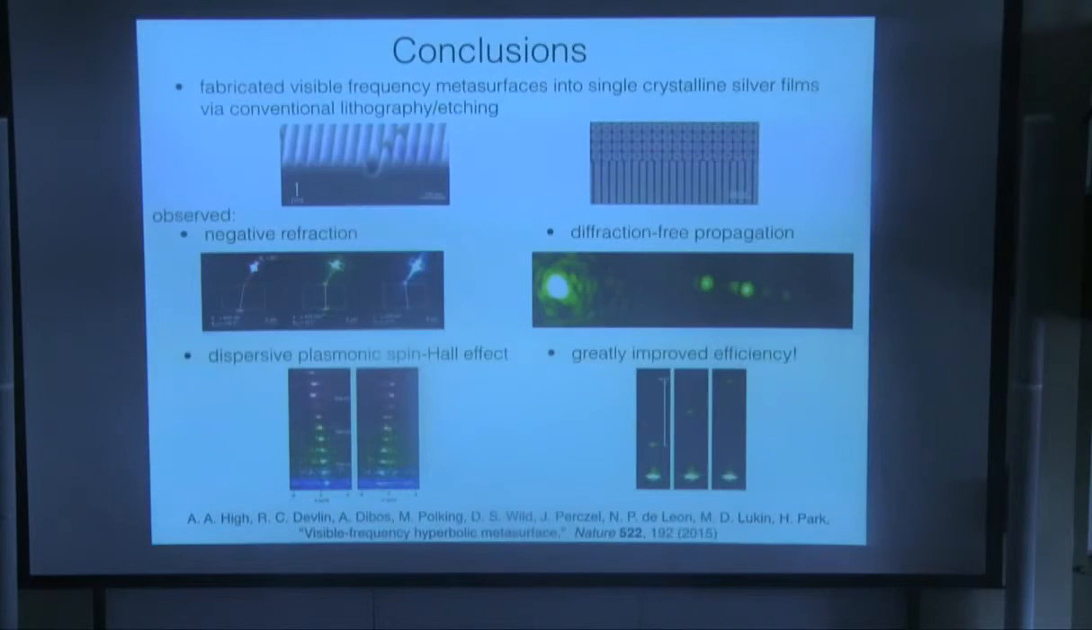We fabricated these metasurfaces into single crystal silver. We developed a nice technique where we can do all this with conventional lithography and etching. We observed negative refraction, diffraction-free propagation, and this dispersive spin Hall effect, and we observed that all of this can happen with greatly improved efficiency compared to bulk metamaterials.